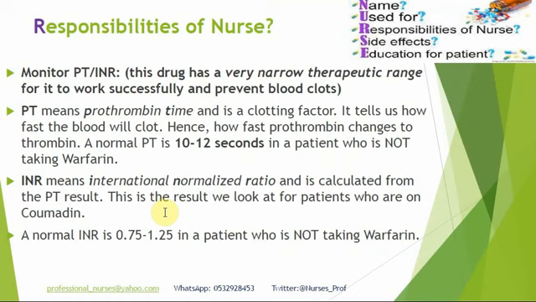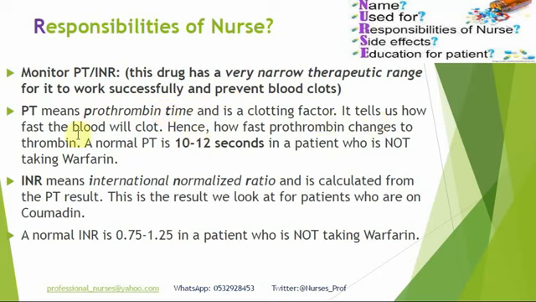So let us continue about our responsibility as nurses. We have to monitor the PT and INR for a patient who is on Warfarin. This drug has a very narrow therapeutic range for it to work successfully and prevent clot formation. PT means prothrombin time, and prothrombin time is a clotting factor.